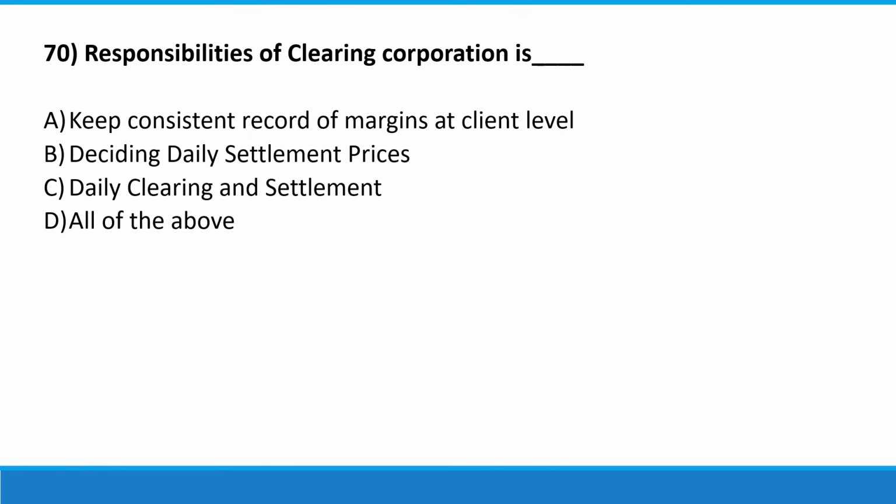Responsibilities of clearing corporation is option A, keep consistent record of margins at a client level. Option B, deciding daily settlement prices. Option C, daily clearing and settlement. And option D, all of the above. The correct answer is option D, all of the above.